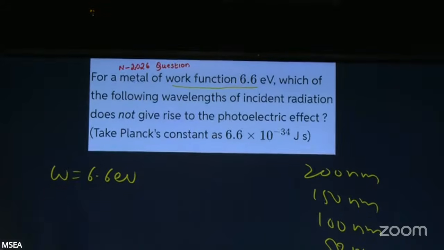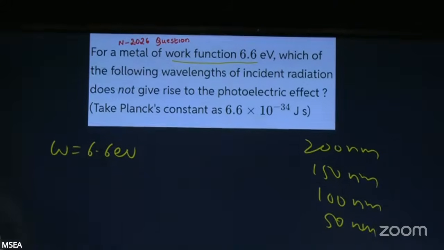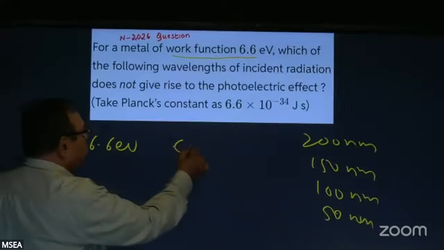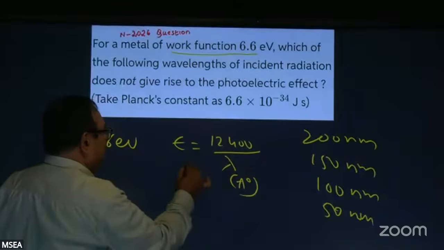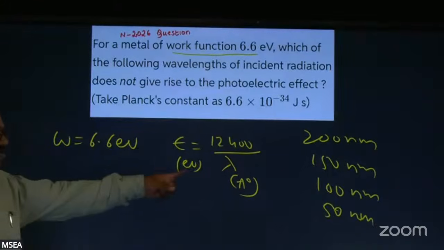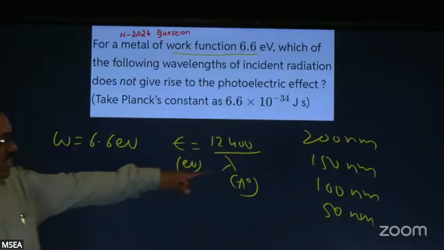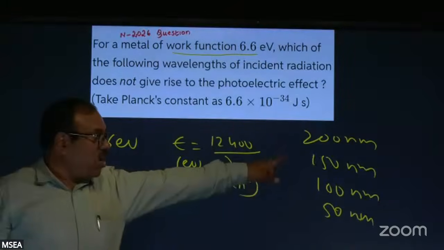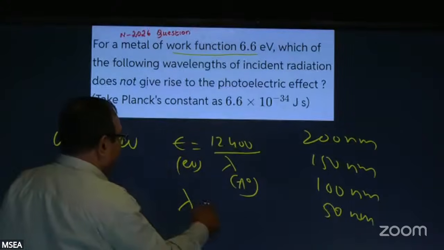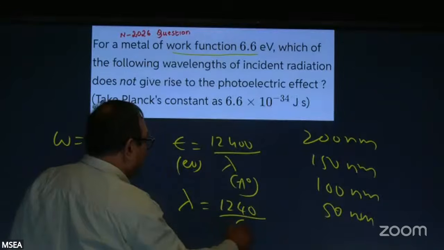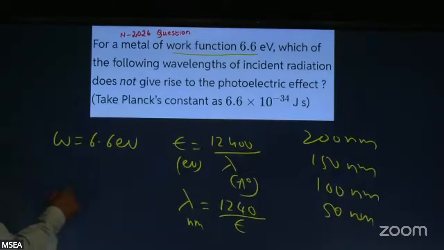Let us take work function is 6.6 electron volts. Now how do we get the wavelength? Just now I said, whenever energy is given, you can take it as 12,400 by lambda, where energy must be in electron volt and lambda should be in angstrom. Suppose lambda is given in nanometers, as in the options, then lambda is equal to 1240 by E, and this should be in nanometers.